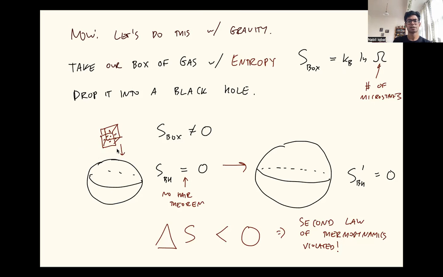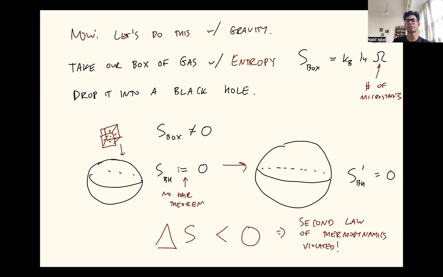Okay. So let me figure out what the entropy of the two different things is before we drop the box in. So that box has some entropy, first of all. Does the black hole have any entropy? So at first, you'd be tempted to conclude that it does not. Let's try to understand carefully why.